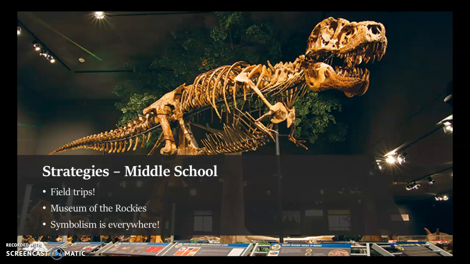And then for middle school, I would take my students on field trips. I would take them to the Museum of the Rockies, which is the museum located in Bozeman. It's just a connection of what they're reading and studying in class to learning it, seeing it, and feeling it in a museum environment where they can actually see and put the two together of the symbolism.